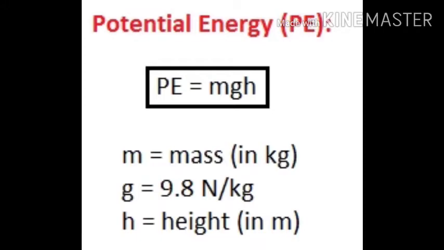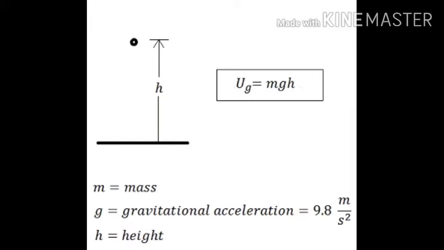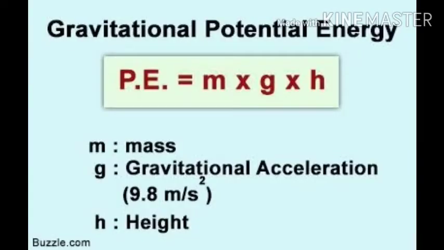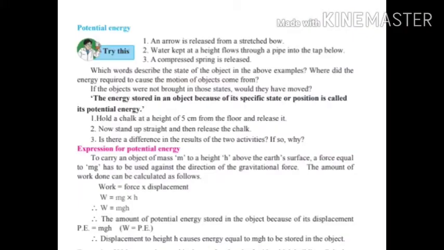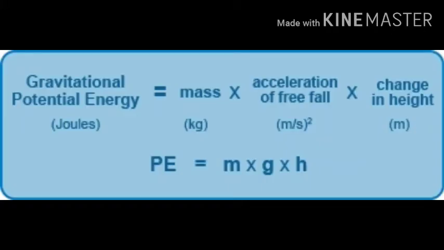Expression for potential energy. To carry an object of mass m to a height h above the earth's surface, a force equal to mg has to be used against the direction of the gravitational force. The amount of work done can be calculated as follows. Work is equal to force into displacement, W is equal to mg into h, therefore W is equal to mgh. The amount of potential energy stored in the object because of its displacement, potential energy is equal to mgh.